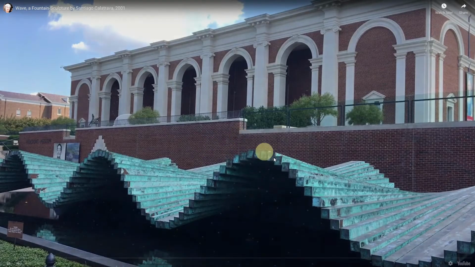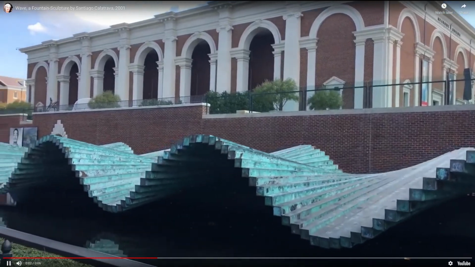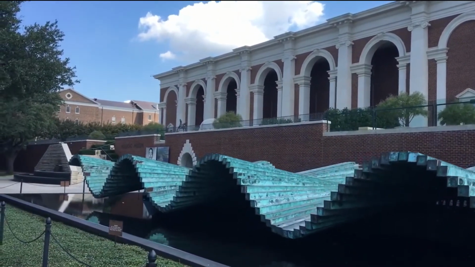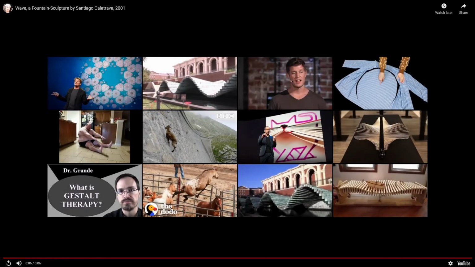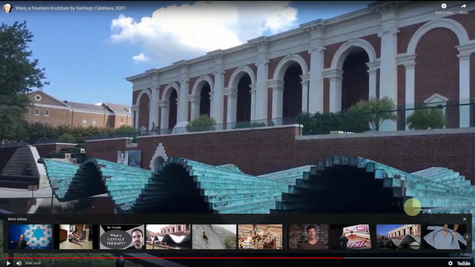So let's take a look at it real quick. And notice how the motion is reflected on the water to amplify this sense of repetition and pattern.